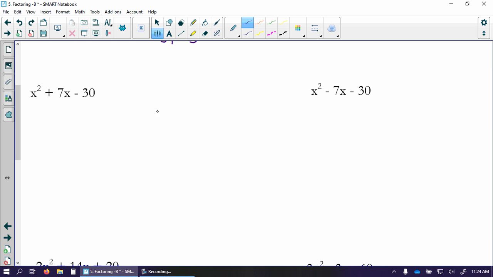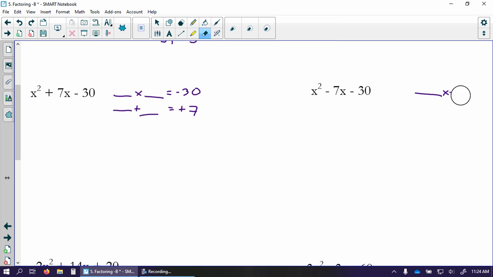So we have x squared plus 7x minus 30. So we need two numbers that multiply to give negative 30 and add to give positive 7. Well, over here, I have the same sort of thing. You still have minus 30, but in this case, we want to add to give negative 7. Are we going to be using the same set of factors?